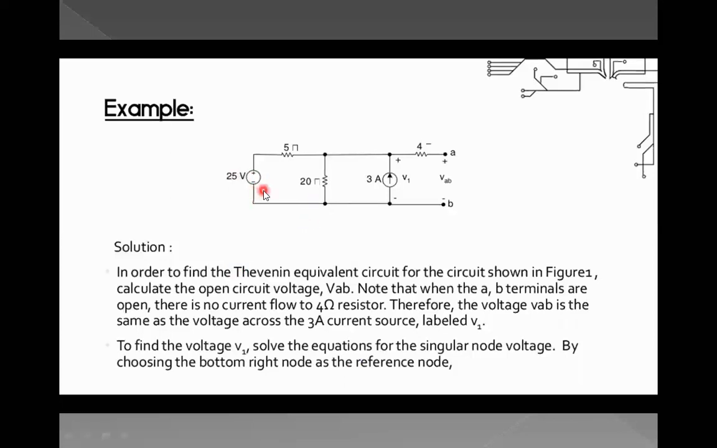20 ohm, a voltage source of 25 volt, and this is a current source of 3 amps. This is 4 amps, 4 ohms, okay, and these are the two terminals labeled as A and B. We can say it is open.